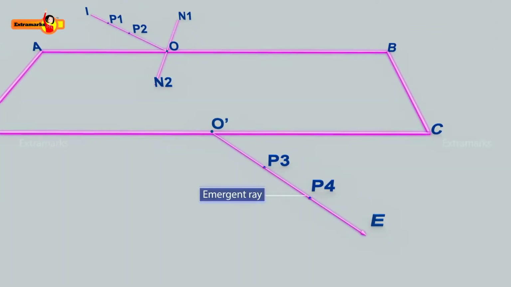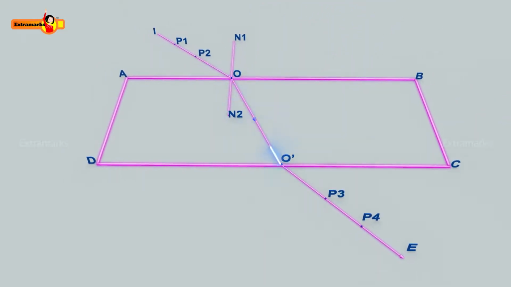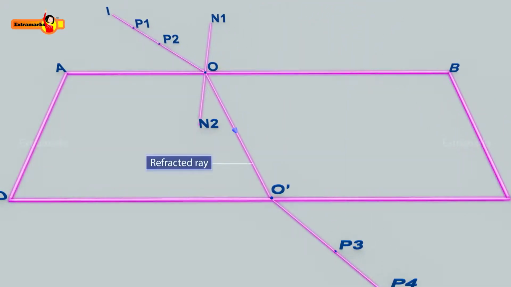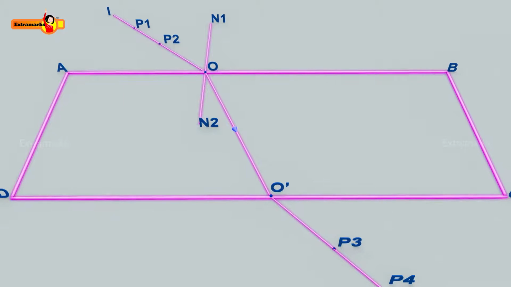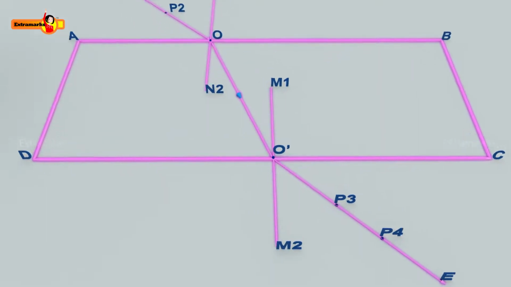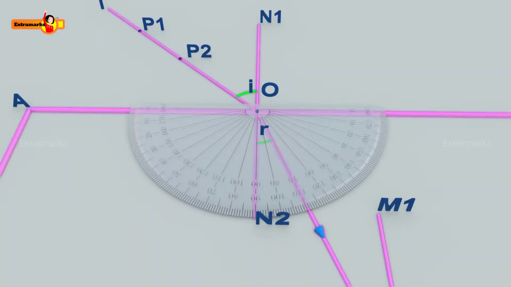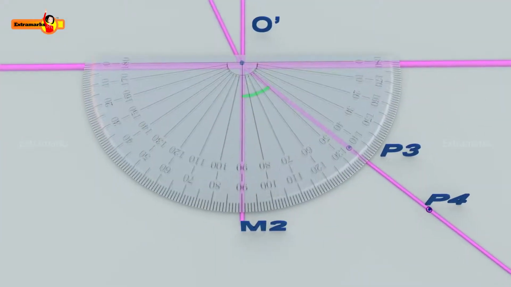O'E is the emergent ray. Join OO'. The ray OO' is the refracted ray. Draw a perpendicular M1M2 to CD at O'. Measure the angle of incidence I, angle of refraction R, and the angle of emergence E.